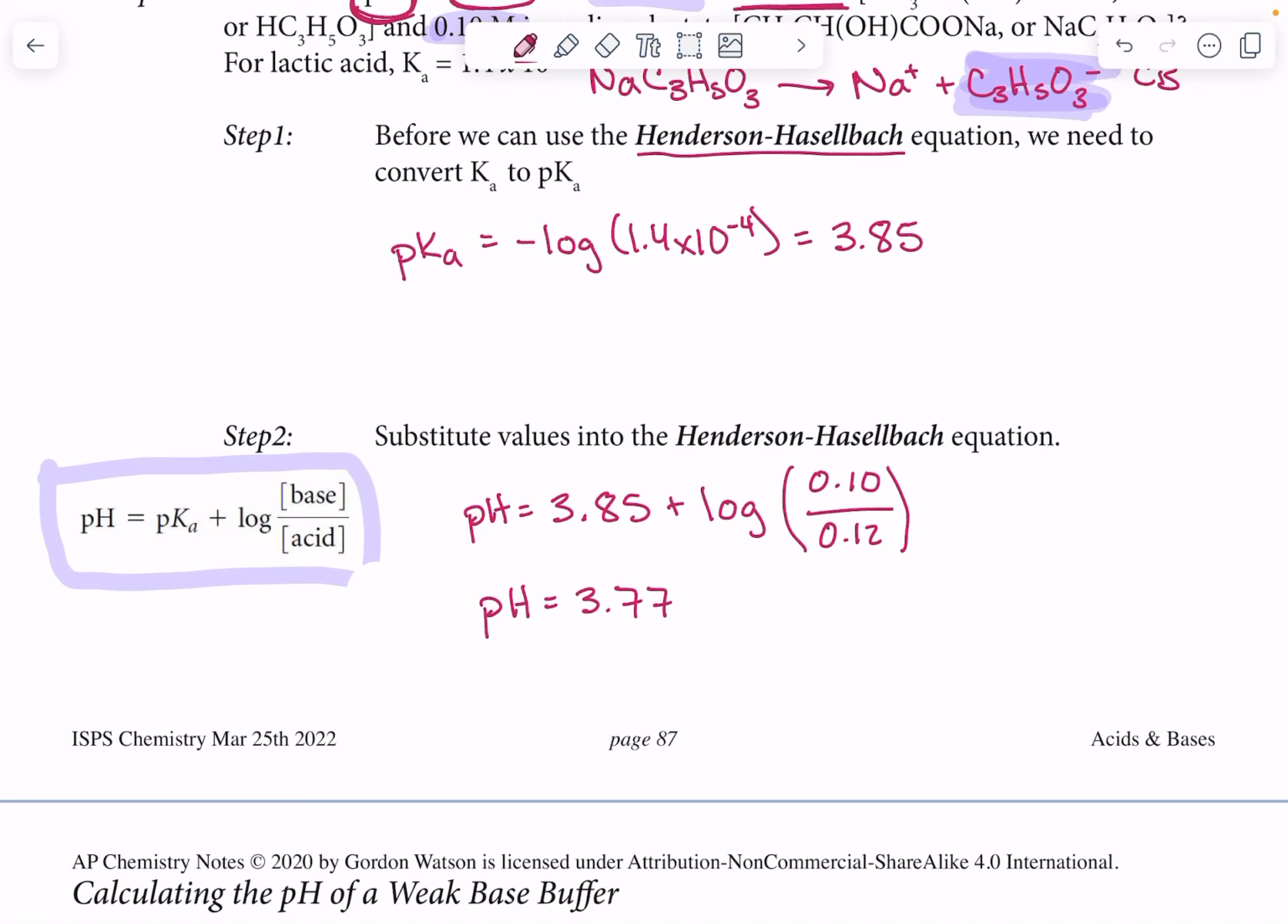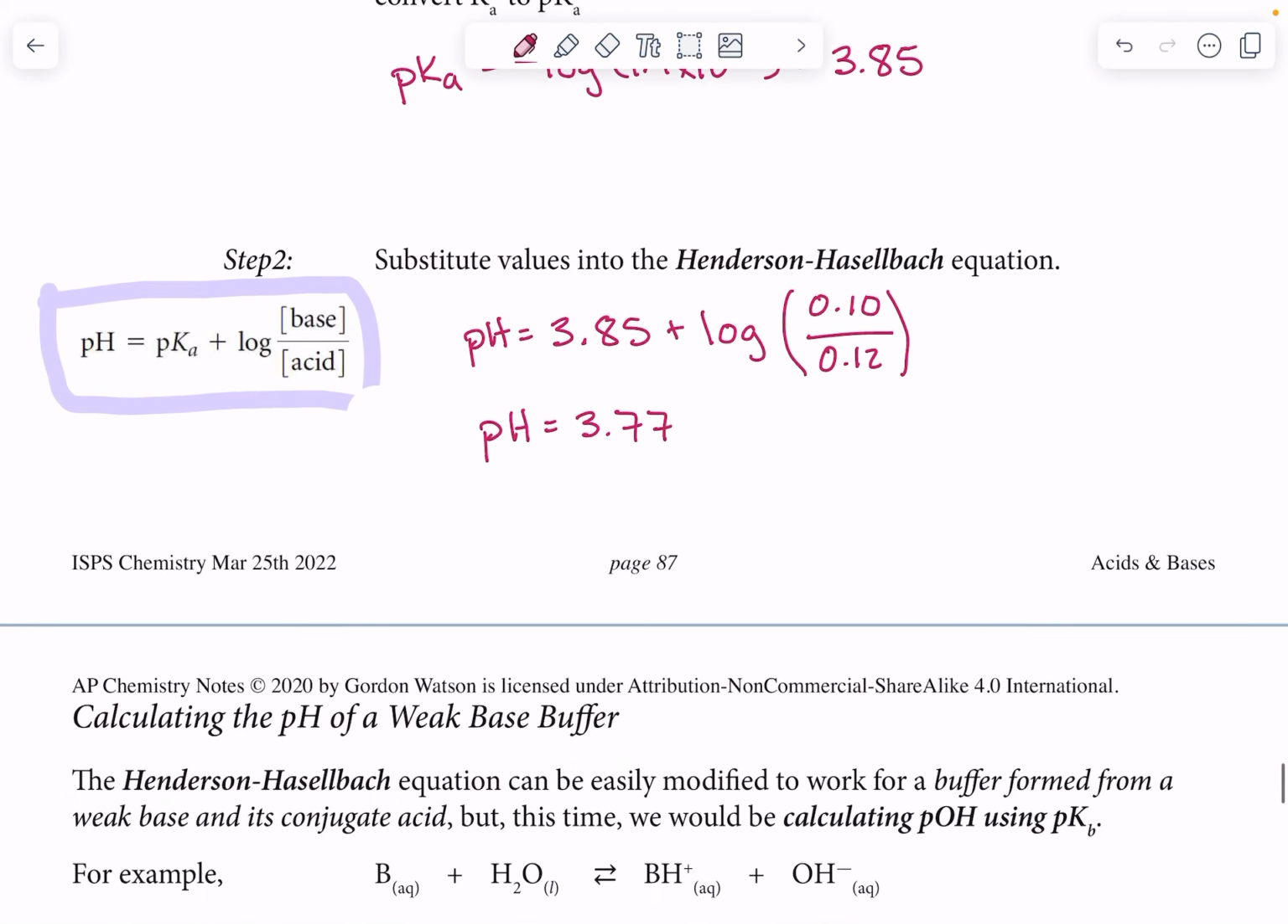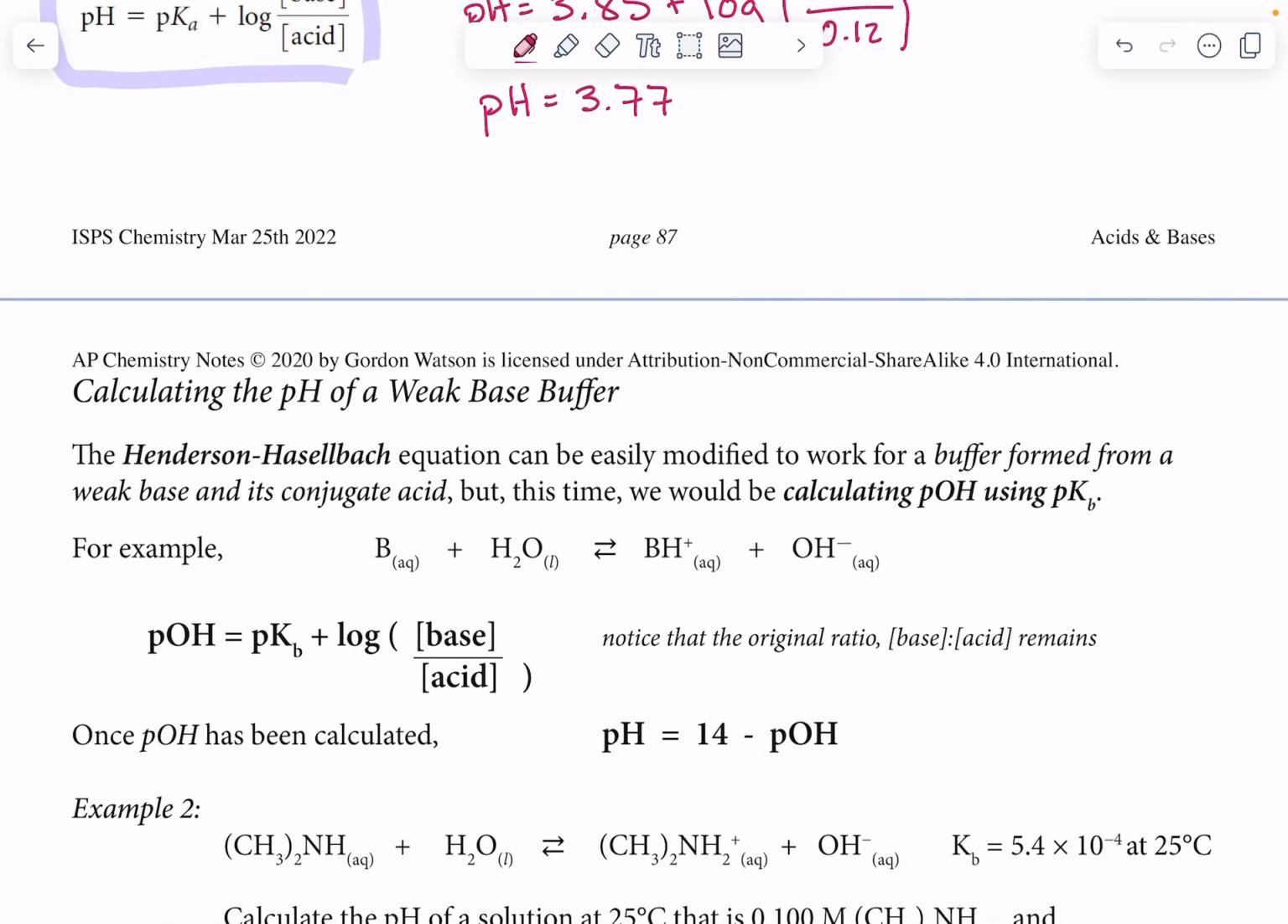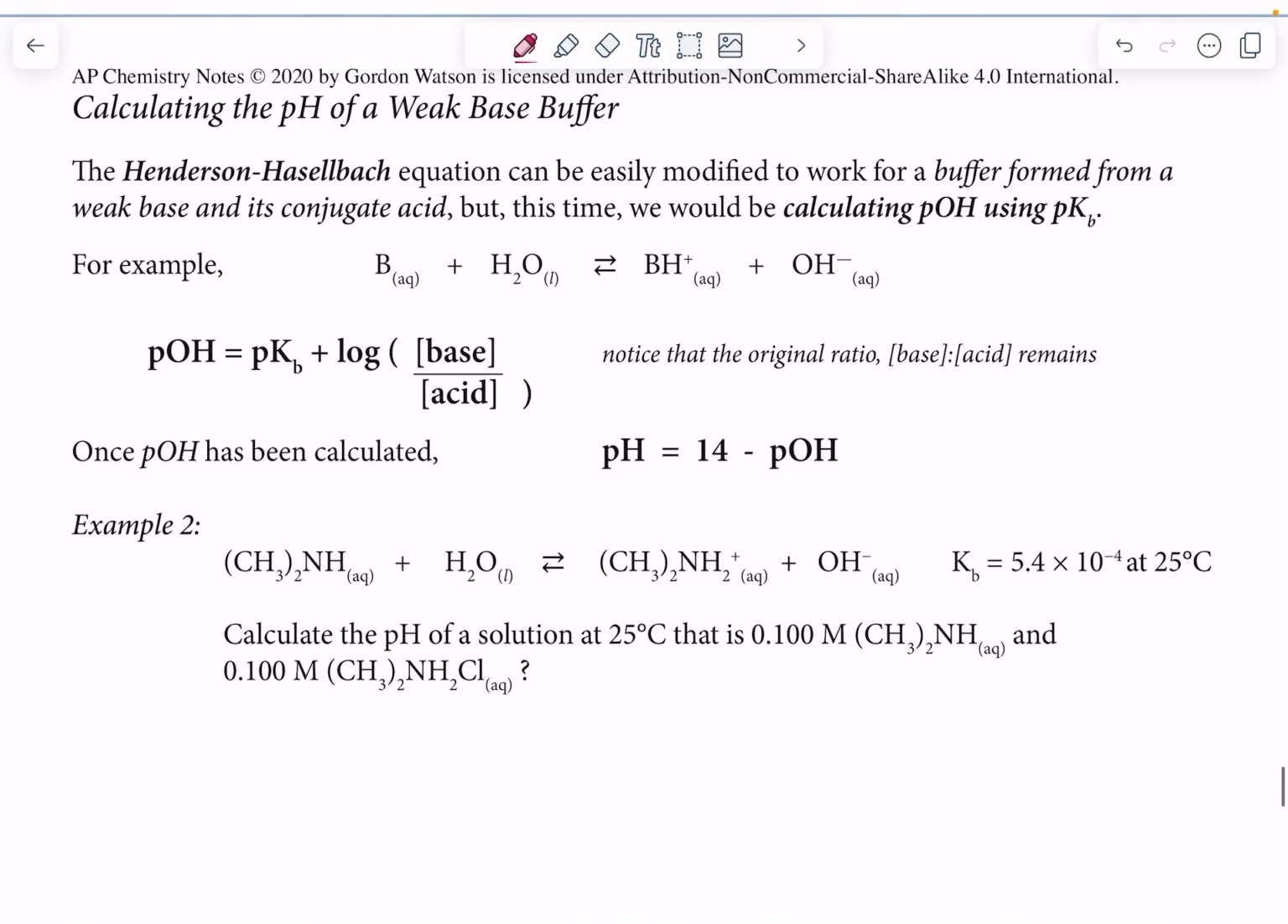Okay, so we are going to move on. That was a weak acid buffer. So we had a weak acid and then a salt using its conjugate base. Now, if we look at a weak base buffer, it's going to work in a lot of the same ways, but we're going to substitute in pOH for pH and pKb for pKa. So the base analogs of pH and pKa, our ratio of base to acid stays the same. So that's our note right here.